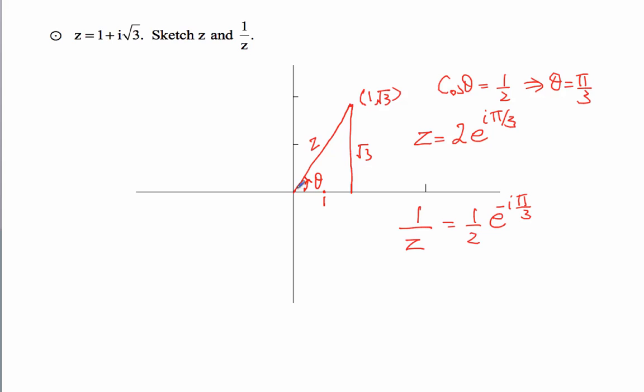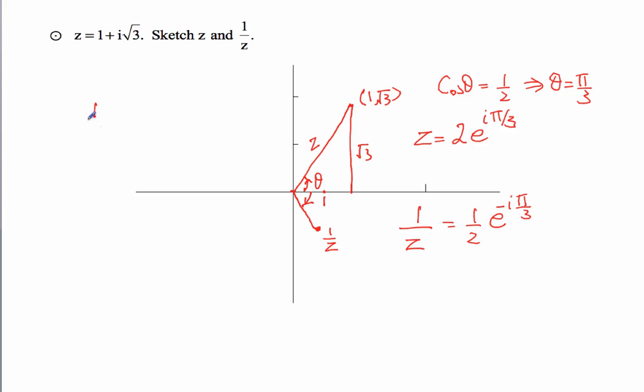What that means is that I'll go in the other direction, so theta will be downwards, and I'll only go distance half instead of 2 over here, and this will be the point 1 over z, which is half e to the minus i pi by 3. So the same angle, but in the other direction, that is to say in the clockwise direction. This is anti-clockwise.